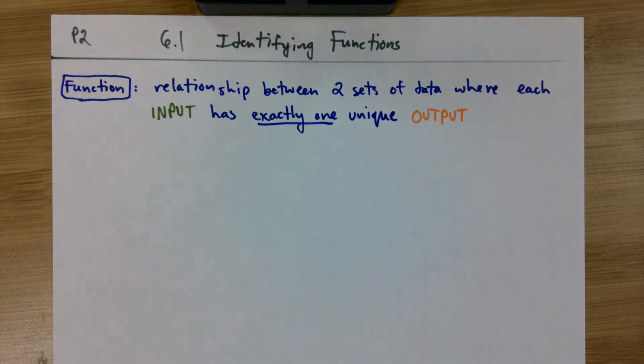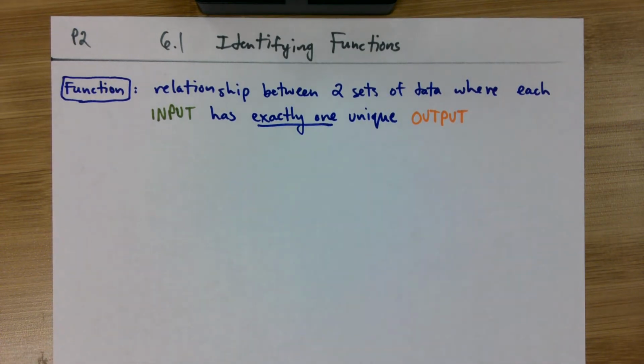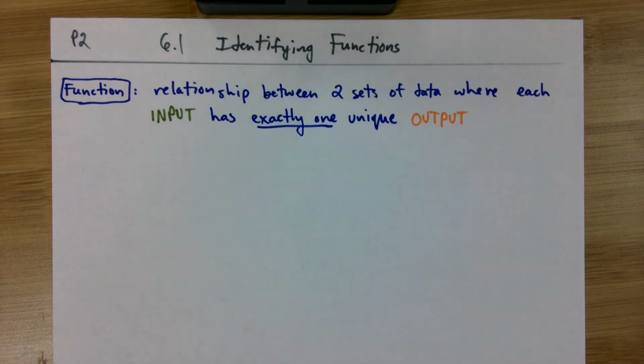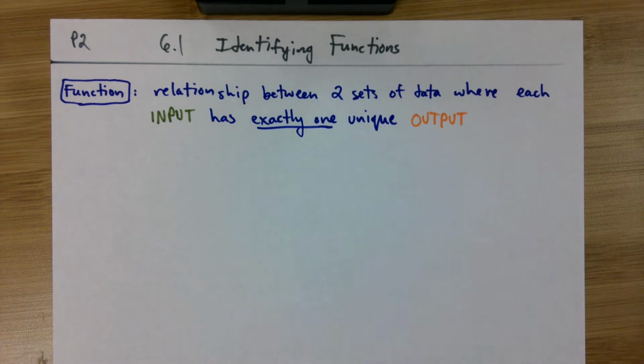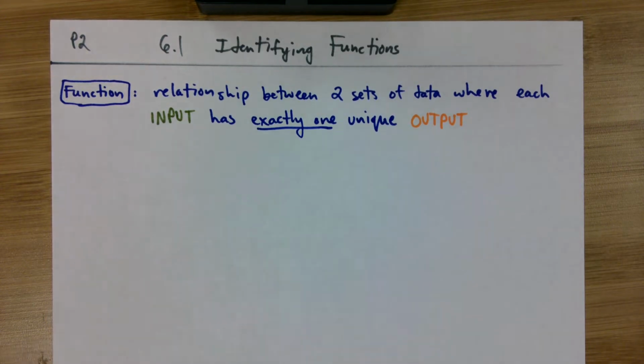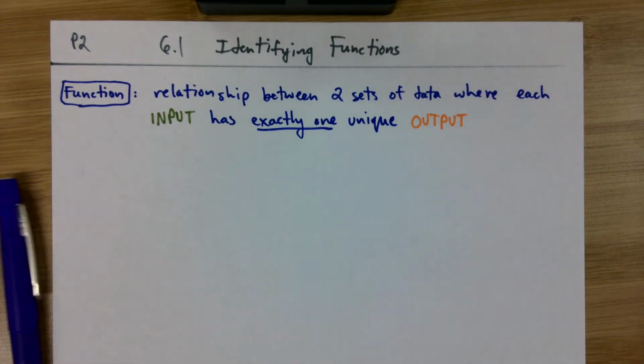So, two sets of data we're comparing. We're used to this, right? We're used to seeing a table with x values and y values. That's a comparison of two sets of data, where each input has exactly one unique output. Now we can think about input and output in a very simple way.